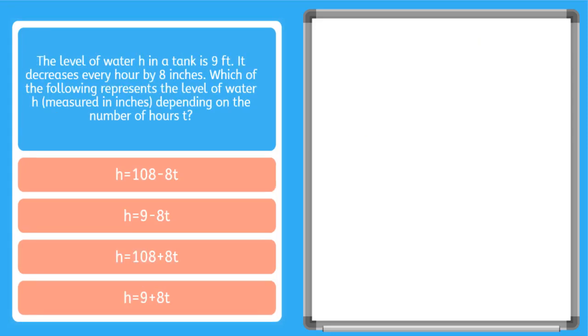Okay, this one says the level of water H in a tank is 9 feet. It decreases every hour by 8 inches. Which of the following represents the level of water H measured in inches depending on the number of hours T? So we are still looking for our linear relationship here. But it looks like they've changed up our variables. So we have an H and a T now.